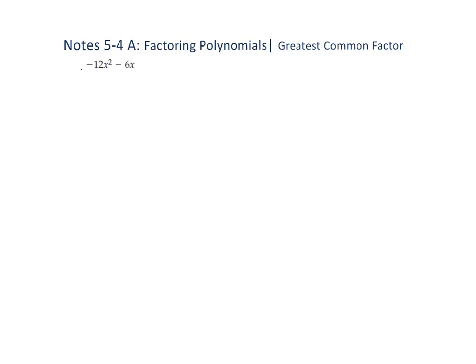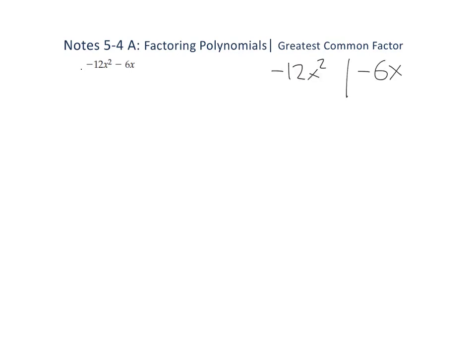Notes for 5-4A, we're going to be factoring polynomials. The first video is just going to concentrate on greatest common factor. Alright, we are going to factor out what is common in polynomials. The current problem, negative 12x squared minus 6x, is a binomial, and we're looking for something to divide out or factor out in this binomial.